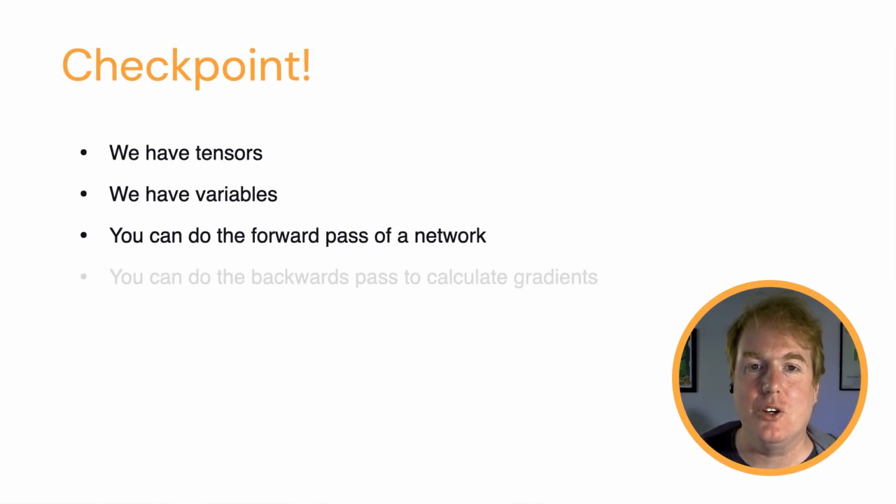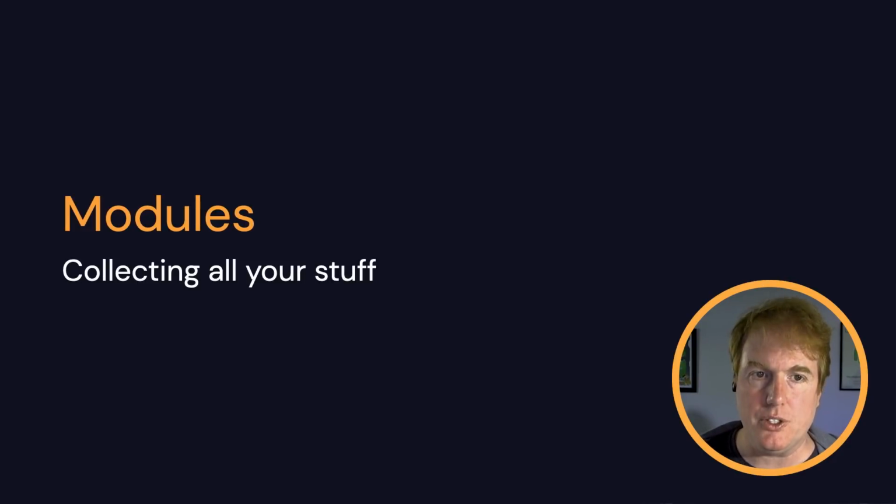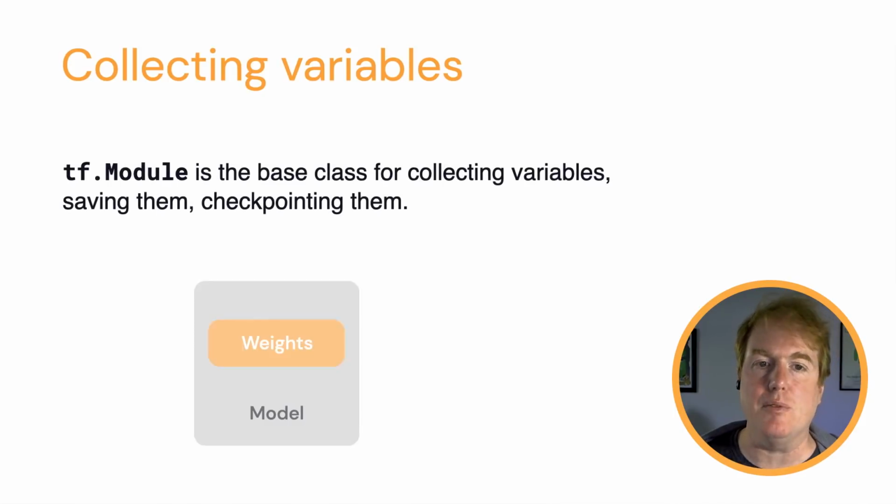Back to our checkpoints. We have tensors, we have variables, we can do the forward pass of a network, and you can do the backwards pass to calculate gradients. So what about building the whole model? This brings us to modules. In the last example, I snuck in a little piece of functionality. We looked up all the variables associated with a dense layer. It's very helpful to have a place that automatically collects all your variables.